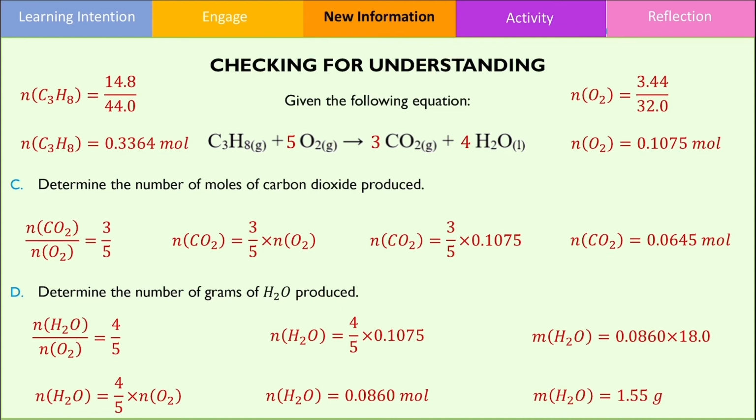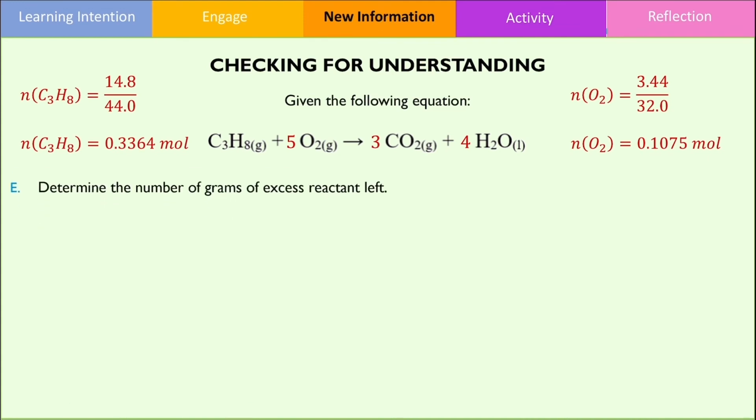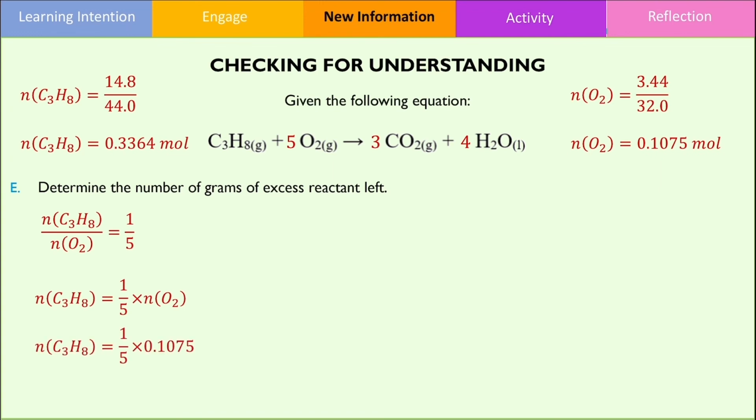For the last part, it's asking us to calculate the mass of propane that is left over or unreacted. To do this, we need to first find out the mass of propane that did react with oxygen and then subtract that from the amount we initially started off with. We begin by using mole ratios to find the number of moles of propane that completely reacted with 0.1075 moles of oxygen. There's a 1 to 5 ratio between propane and oxygen, hence only 0.0215 moles of propane was used to completely react with oxygen.